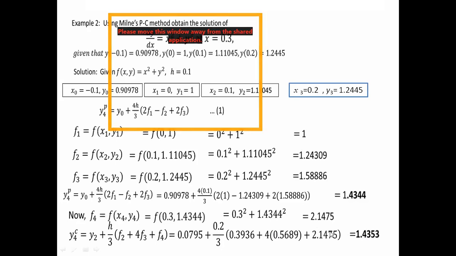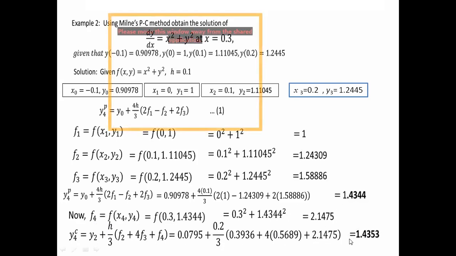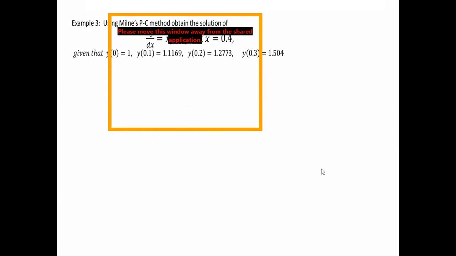So I have not taken the next iteration. If you want, you can improve by taking this one as y suffix 4. Once again, find f suffix 4. We get some values near to that. That value substitute again in this formula, same formula. So in the next step, we get the same answer. Right? Sometimes there may be more difference in the last digit. The previous 3 digits will be the same. Same answer will be obtained. So this is Milne's PC method.